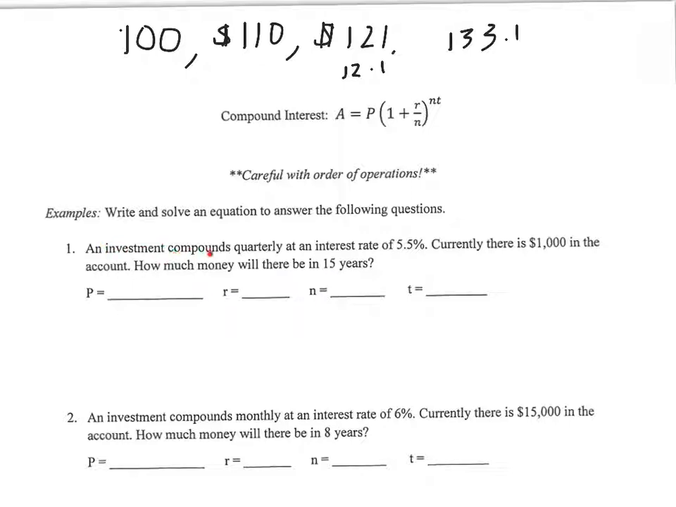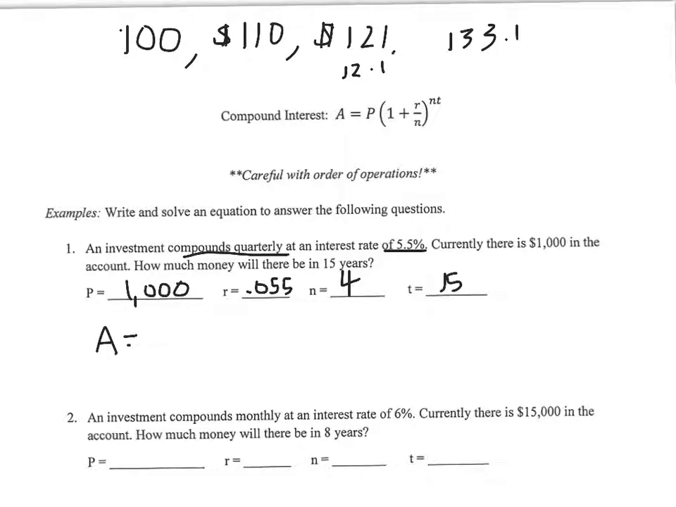So an investment compounds quarterly at an interest rate of 5.5%. Currently there is $1,000 in the account. How much money will there be in 15 years? Your principal is your initial amount, your P value, so that is 1,000. Your rate is 5.5%, so that's 0.055. N stands for the number of times it compounds, so if it compounds quarterly, it's 4. And T is the number of years, so that's 15.